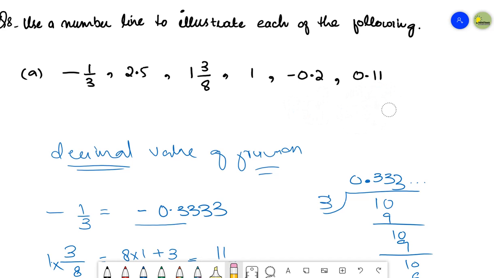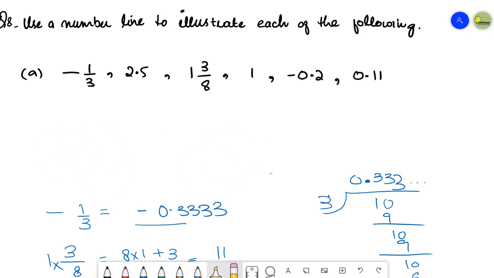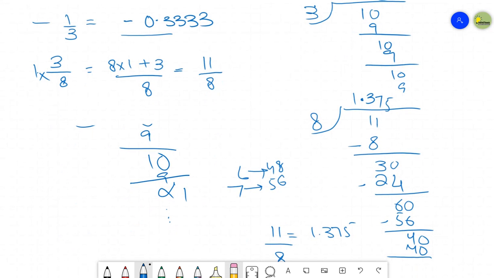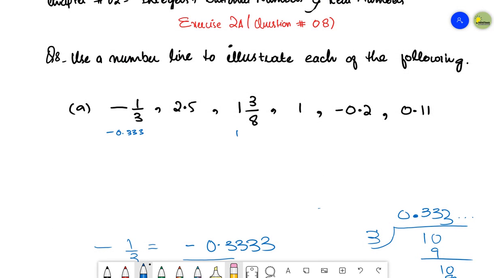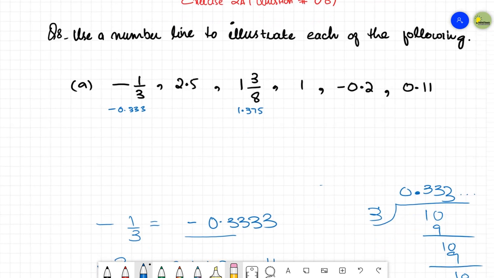Okay, the decimal value of minus 1 upon 3 is minus 0.333, and the decimal value of 1 3 by 8 is 1.375. So just write it over here, just below it. Okay, so this was the first step.